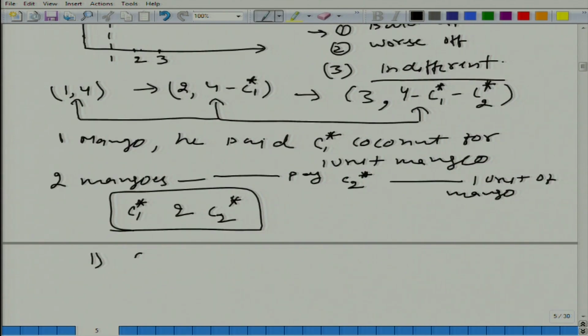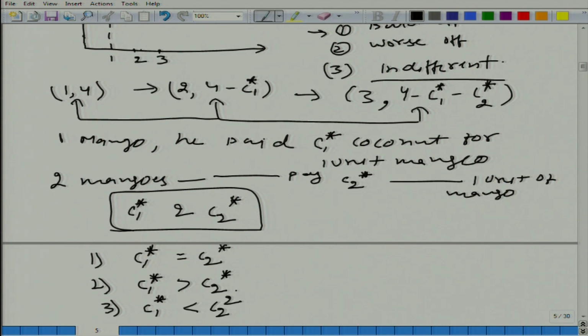There are three possibilities. First, C1 star is equal to C2 star. Second, C1 star is more than C2 star. Third, C1 star is less than C2 star. Which one would typically be true? Of course, different persons would have different kinds of preference, but we are talking about a typical individual. Which one do you think would be true? 3. So what you are saying is that as he has more mangoes, his willingness to pay for one more mango would go down.